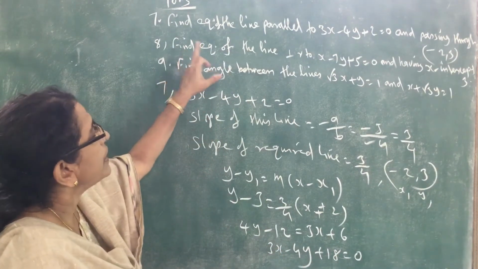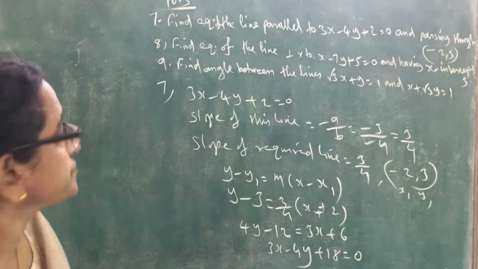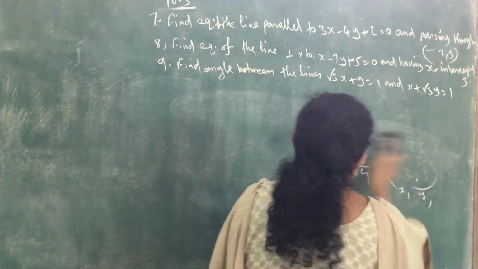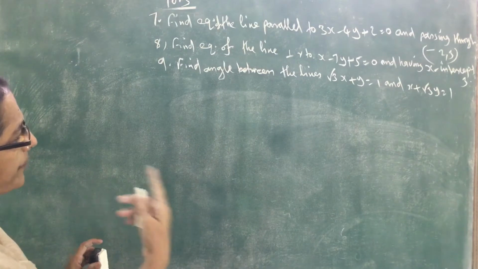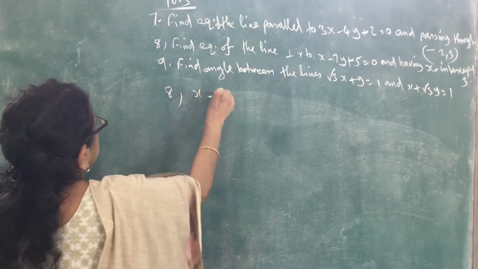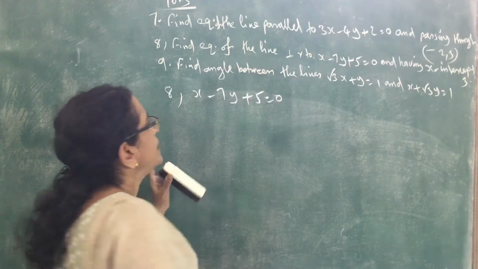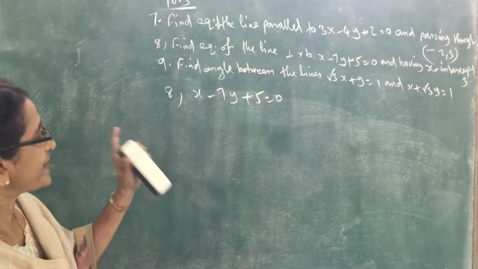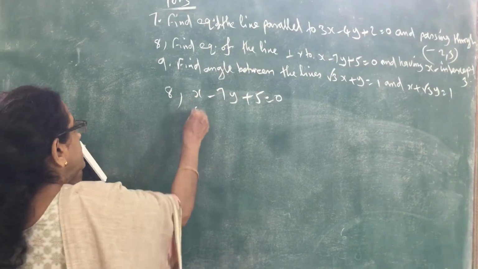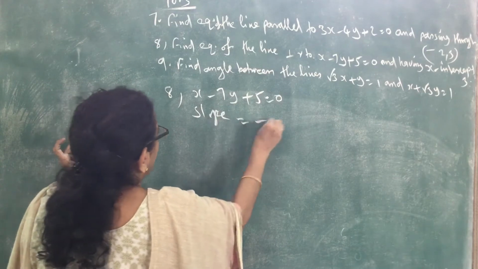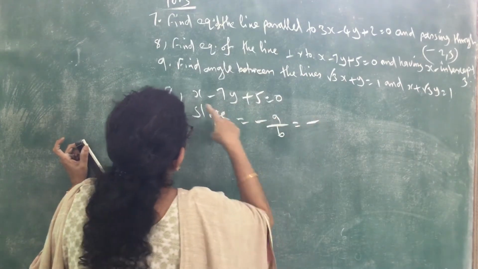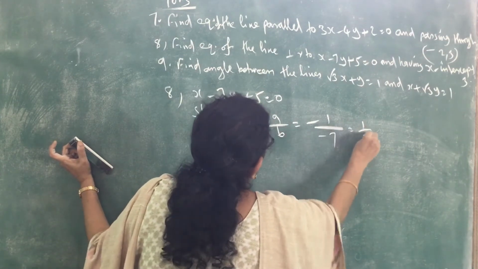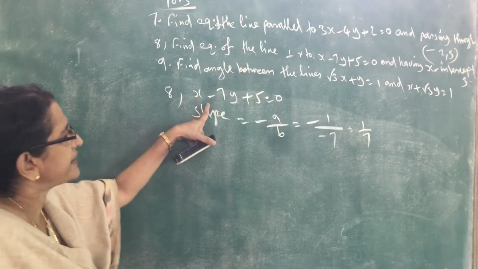Now the 8th one, find the equation of the line perpendicular to x minus 7y plus 5 equal to 0. So here also, if the lines are perpendicular, product of the slopes equal to minus 1. So first we can find the slope of the given line. Slope of this given line equal to minus a by b, that is minus coefficient of x, 1, by coefficient of y, minus 7. That is 1 by 7. So slope of the given line is 1 by 7.